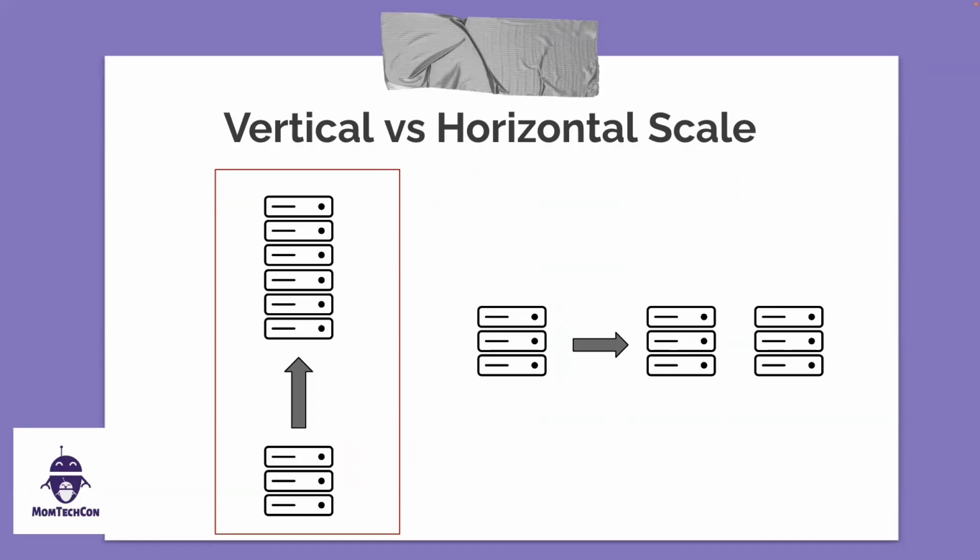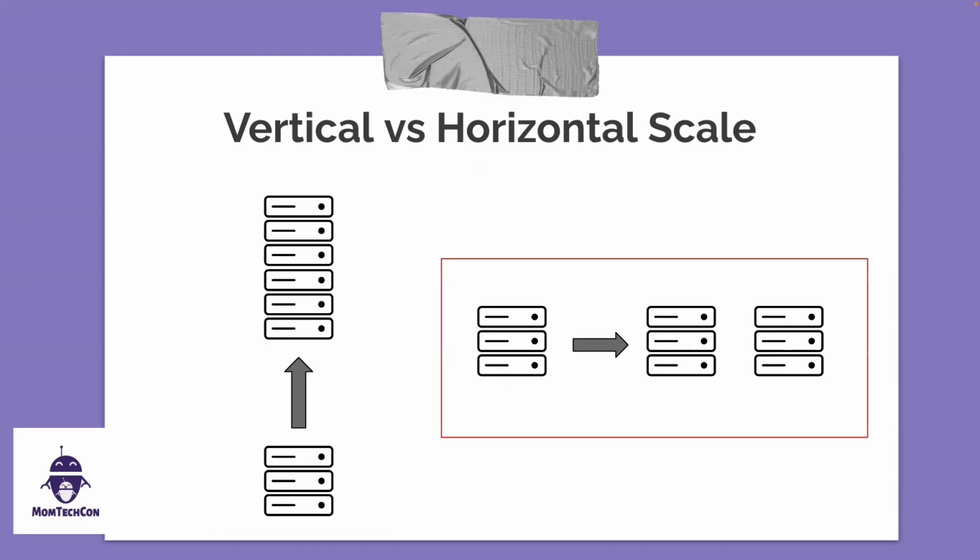There are two ways to scale a system, horizontally and vertically. Scaling vertically means that you add more CPU and memory to your machines. The pros of this technique are that it reduces the latency and data loss rate since everything stays in the same machine. The con is that if the machine fails, you lose everything.